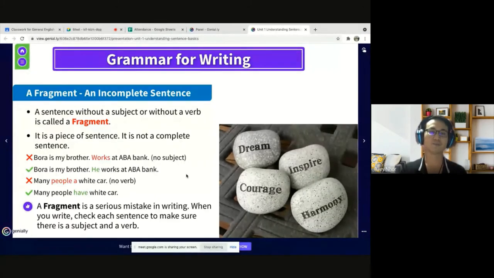Okay. So we're gonna, in this fragment, we need to add subject, have. Like many people have a white car. Okay, but have a white car. Have a white car.